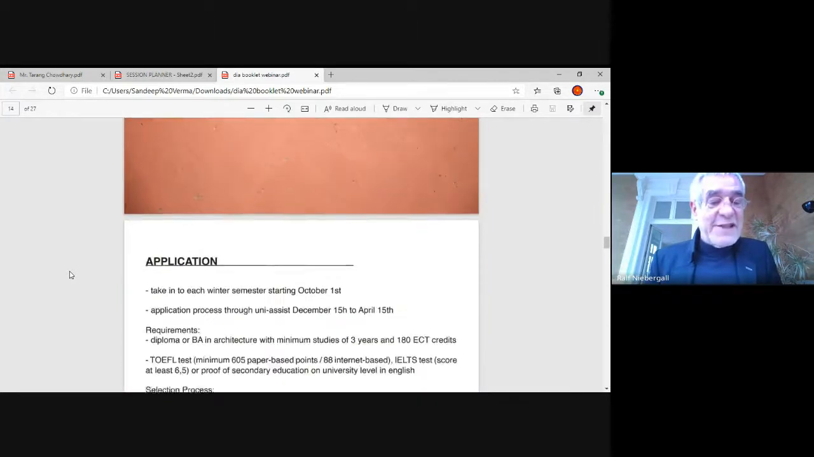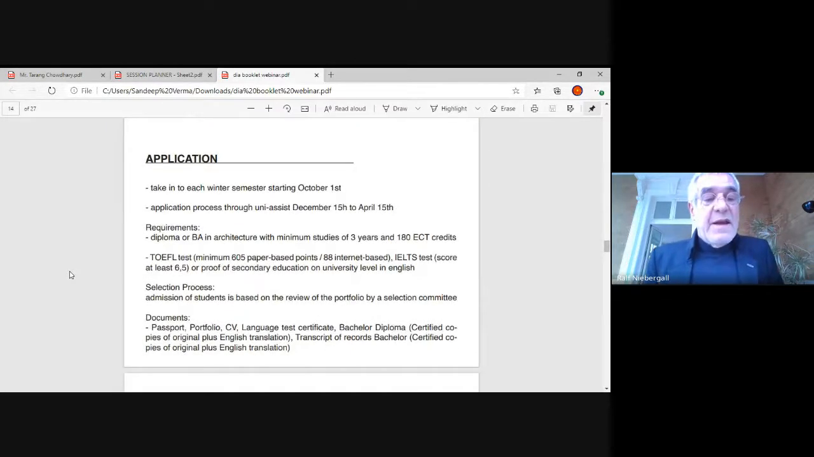Application and finances might be of interest for you. The enrollment, the take-in is each winter semester starting on October 1st, and the application process, as you see here, is currently running. It runs from December 15th to April 15th. And the requirements are, of course, a diploma or a bachelor in architecture, an English test, which shouldn't be a problem for you. But the most important thing is the selection process by a so-called selection committee consisting of at least two teachers. One of them, it's me.